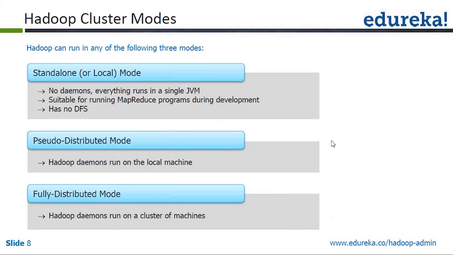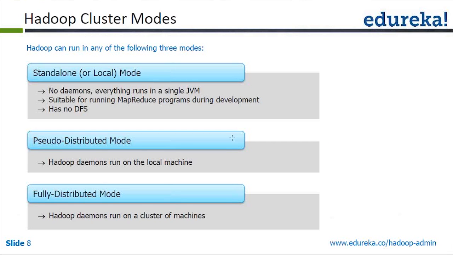Okay. So what are the different kinds of modes of clusters that you are working with? There are three distinct cluster modes or running modes of Hadoop that are available. The first mode is the local mode or standalone mode. Here, no daemons are involved. Everything runs as a single Java process.